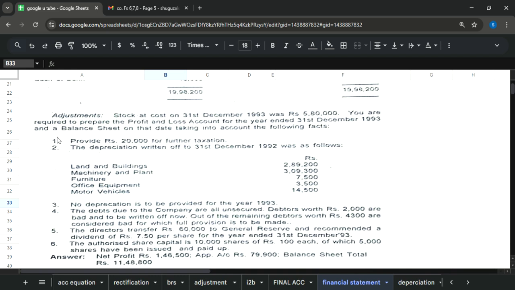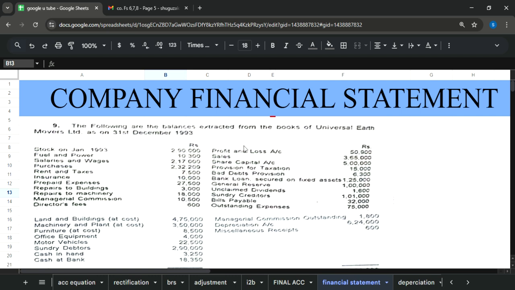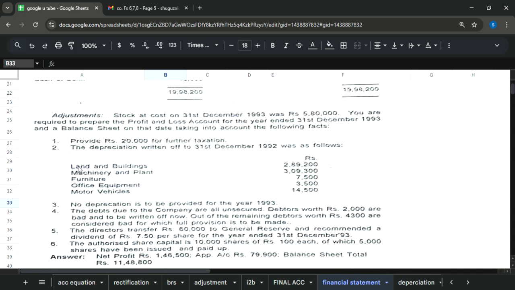So let's begin, and as I have told you, we will start from adjustments. Stock at cost 5,80,000. In previous questions, we experienced that gross profit was already available, so the stock had no concern with the trading account. So let's see if gross profit is available. But here you can see sales are available, stock is available, purchases are available. It means gross profit is not available. That is why we will consider this closing stock as part of the adjustments, although it has been written over here.